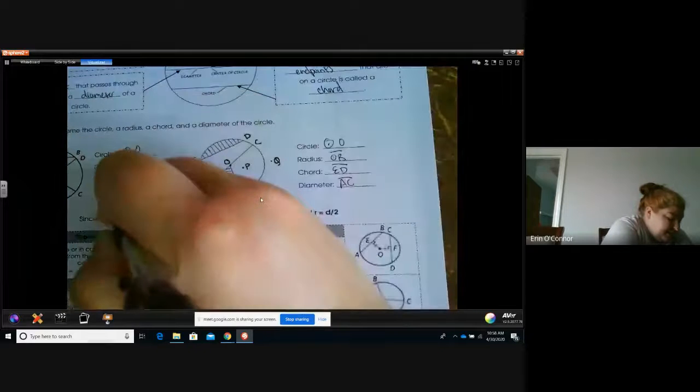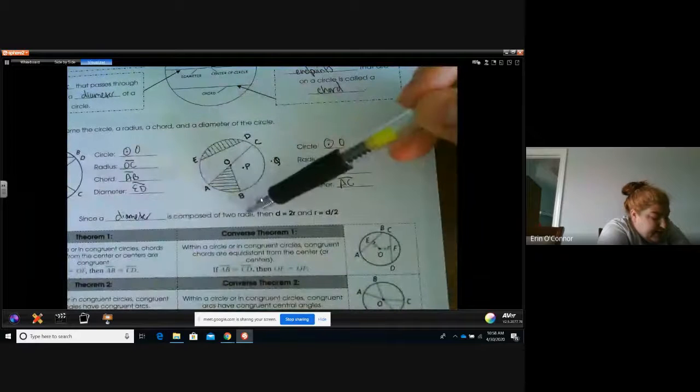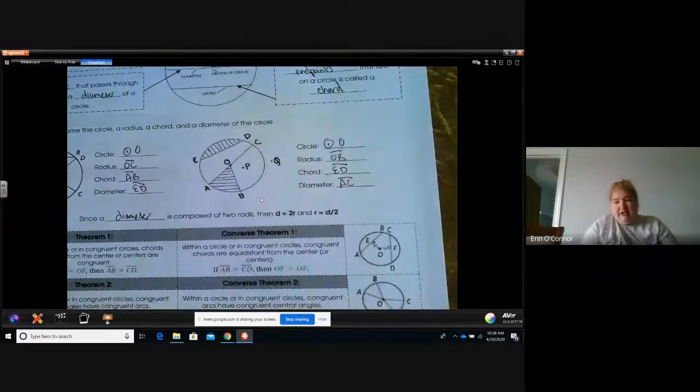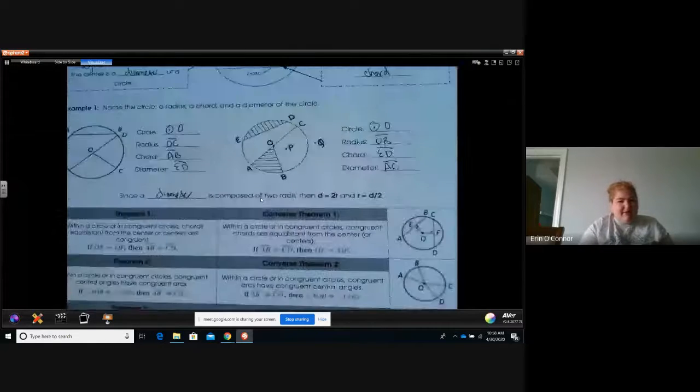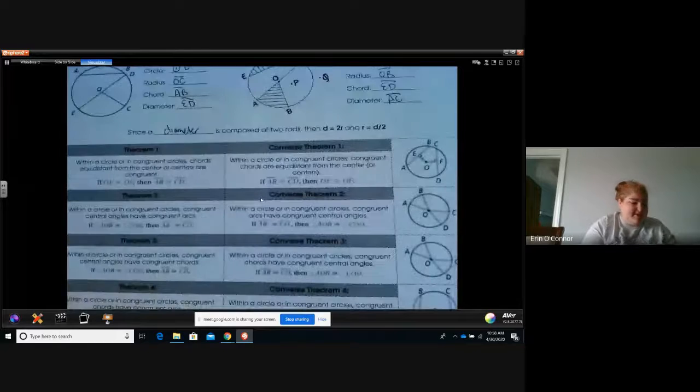Since a diameter is composed of two radii, then D equals 2R, or R equals D over 2. This should be a slight review for you guys. Okay, so now we're going to go through some theorems and we're going to explain them.